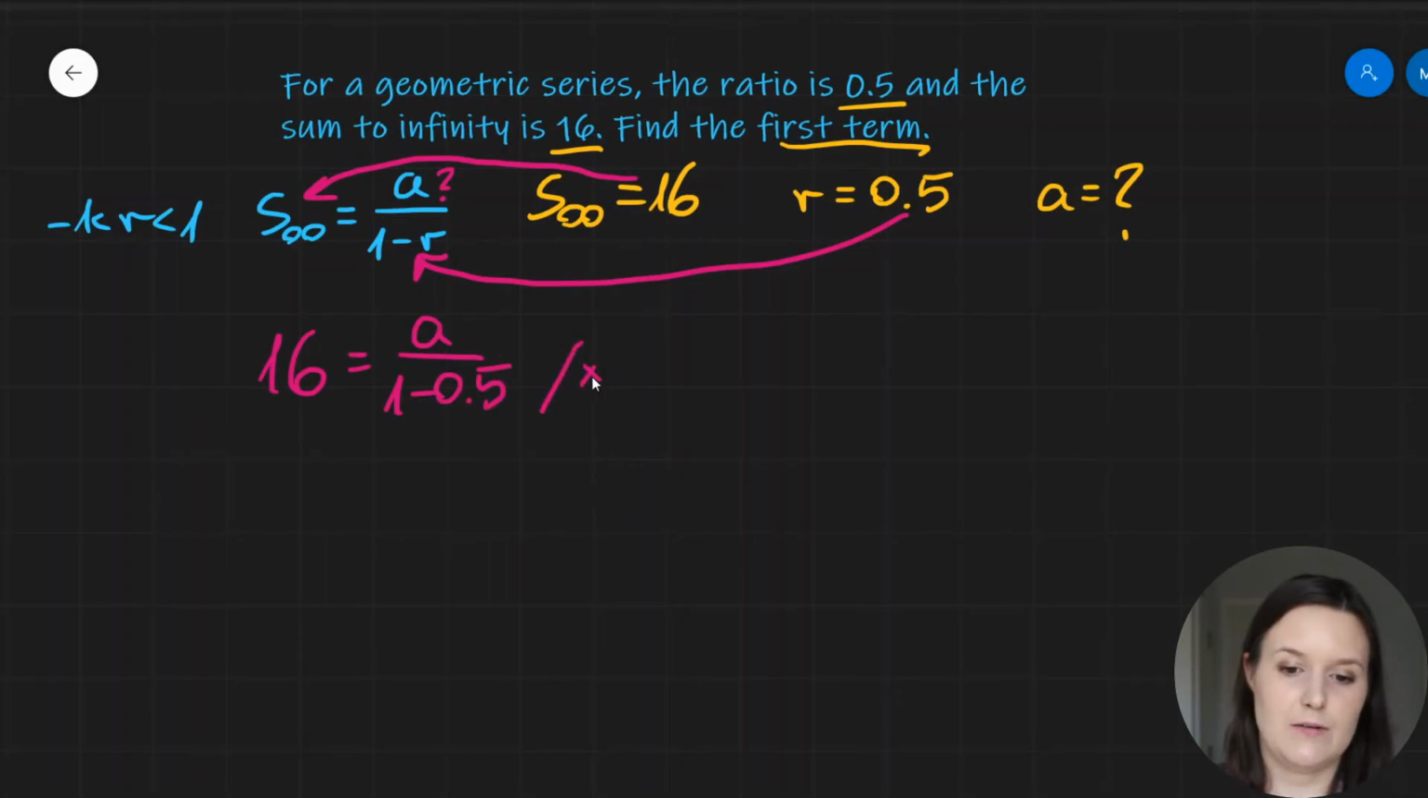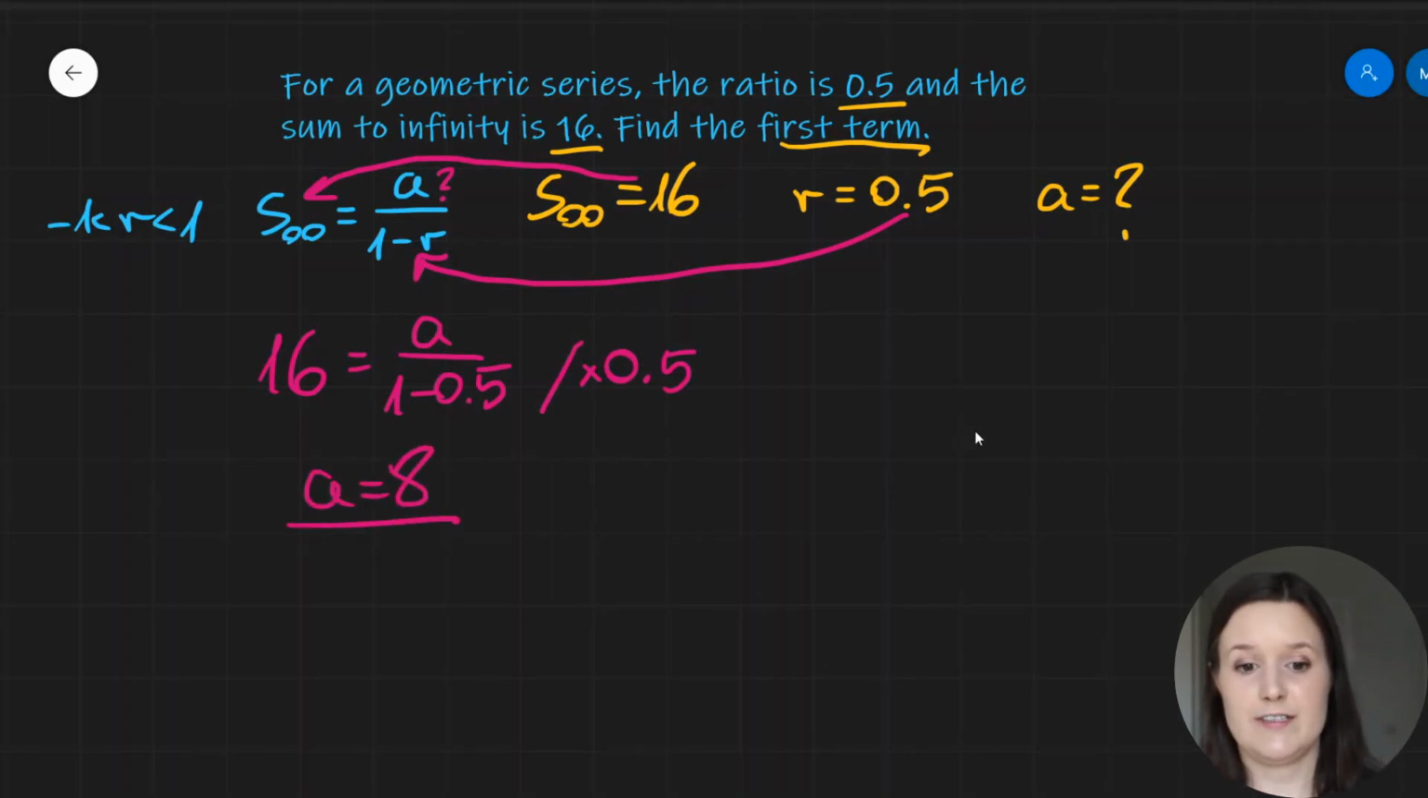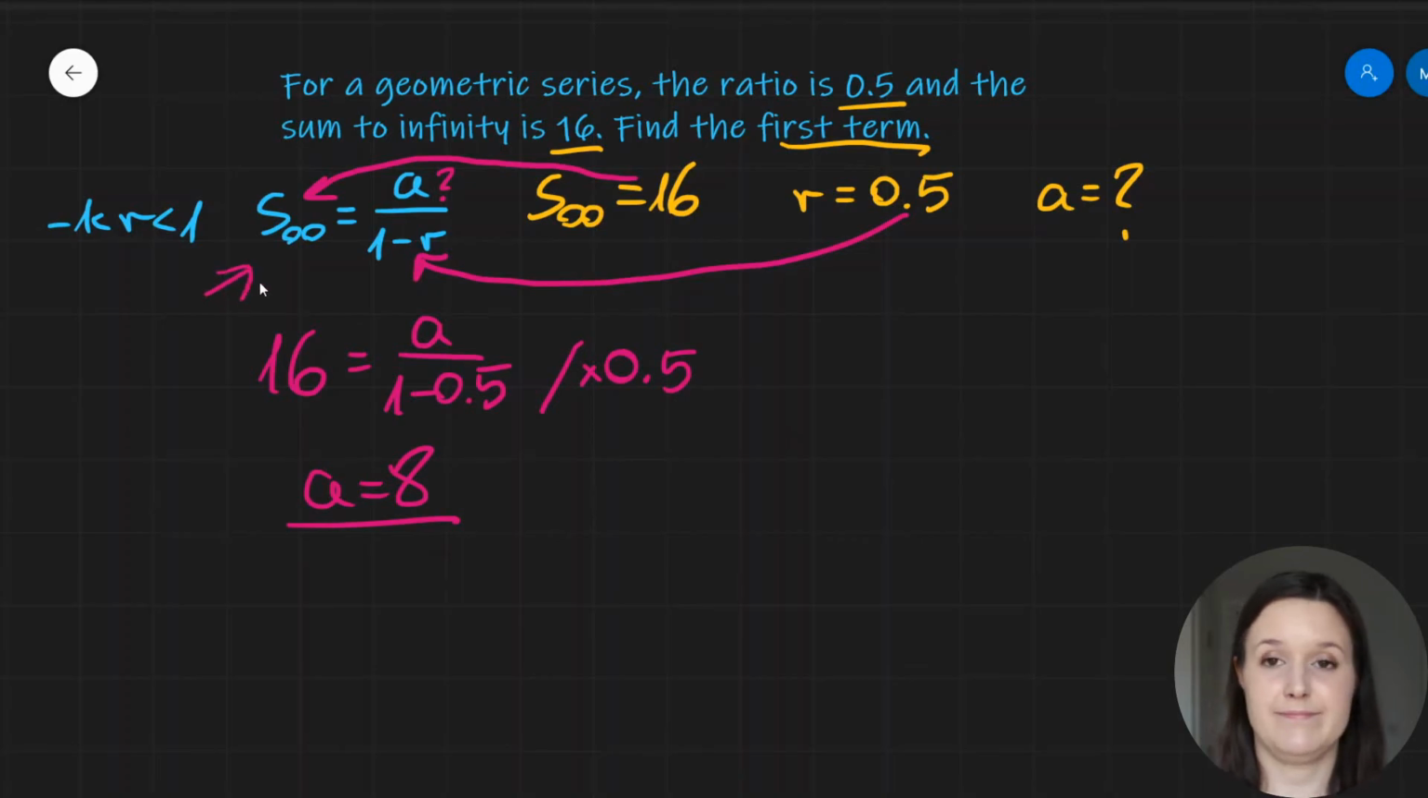I will now solve this, and I get that a is 8. So that's the first term using the formula. And that's it. That's how we use the sum to infinity in a geometric series.